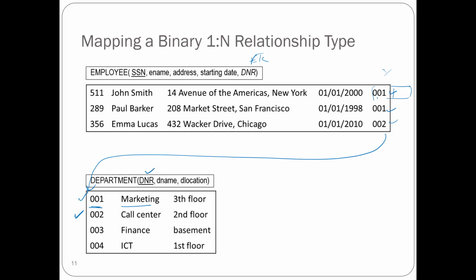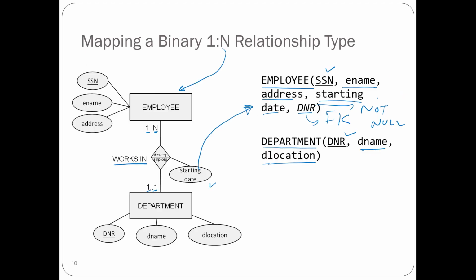And DNR, if you declare that as not null, then it must have at least one value, so at least one and maximum one, one to one. So that cardinality is satisfied. So let me mark it over here. These two are satisfied by our implementation. Now we need to see the one to N.